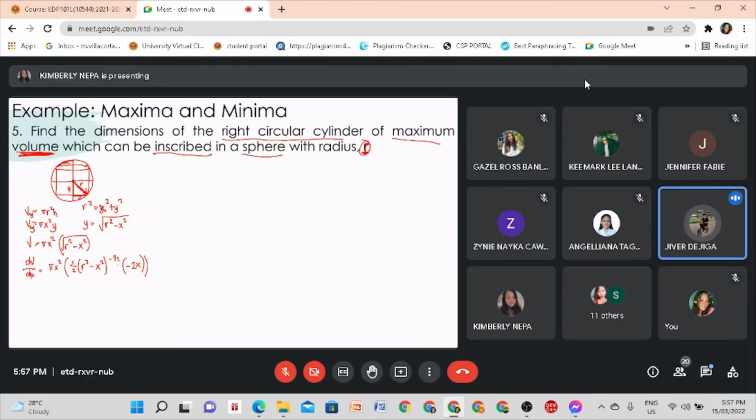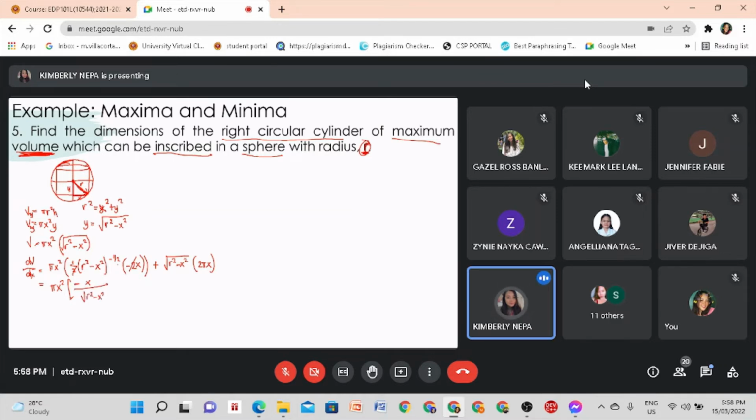Yes, ma'am. Okay. Plus the v, which is square root of r squared minus x squared, times the derivative of u, which is 2 pi x. Okay. So let's simplify this one first. We have a cancellation here. So this becomes pi x squared times negative x over square root of r squared minus x squared. Right?